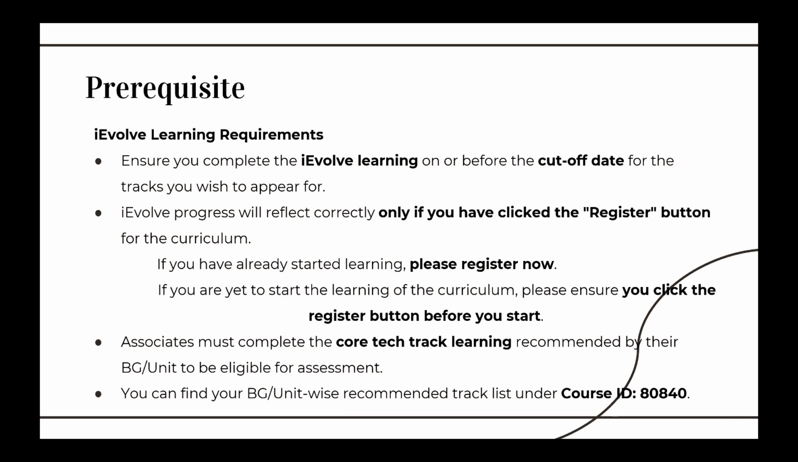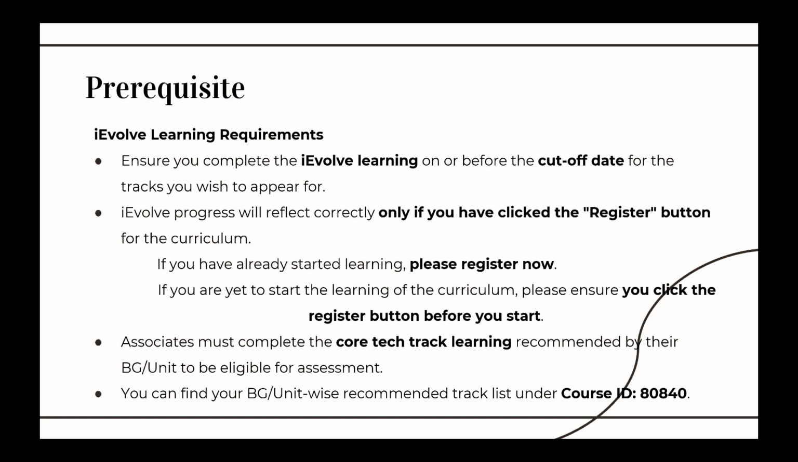Now, talking about the iEvolve learning requirements, you'll have to make sure you complete the iEvolve learning on or before the cutoff date for the tracks which you wish to appear for. They'll provide you the cutoff date. You'll get the mail once you enroll in it. iEvolve progress will reflect correctly only if you have clicked the register button for the curriculum. If you have already started learning, you can register now. If you are yet to start the learning curriculum, then you need to click on the register button before you start.